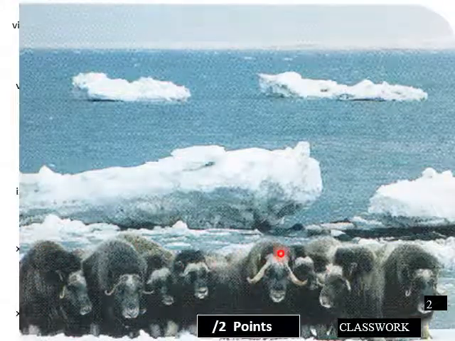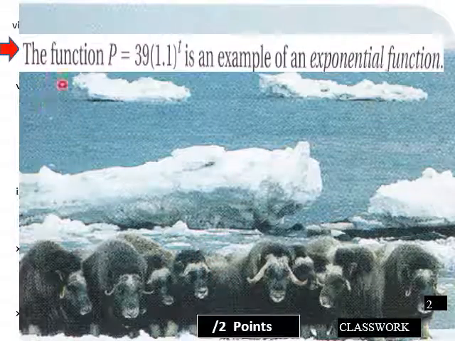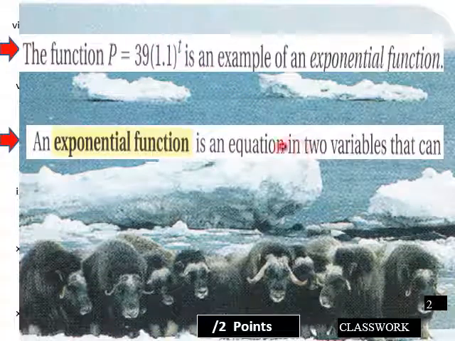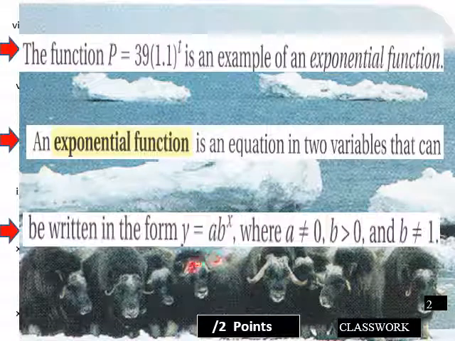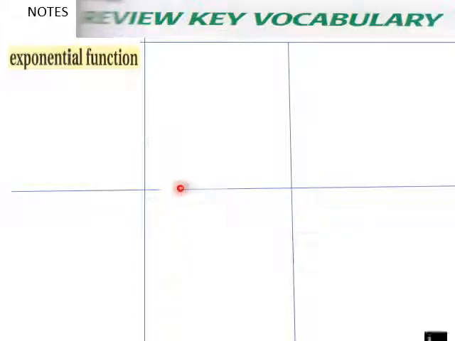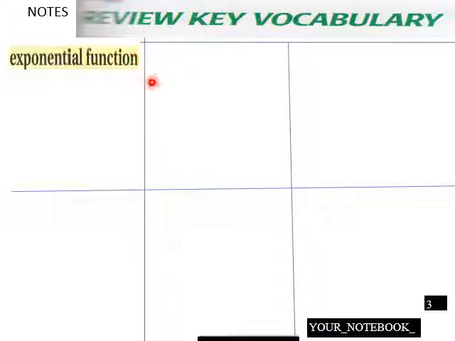Here's our musk oxen here. In Alaska, the function P equals 39 times quantity 1.1 to the t power is an example of an exponential function. An exponential function is an equation in 2 variables that can be written in the form y equals a b to the x, where a cannot equal 0, b is greater than 0, and b cannot equal 1. So it cannot equal 1, it's got to be greater than 0. That's our exponential. That's a pretty good definition here, students, to fill in for your own words.